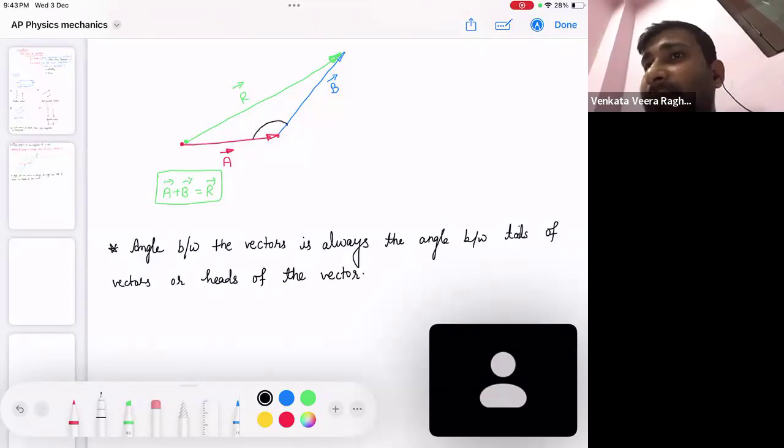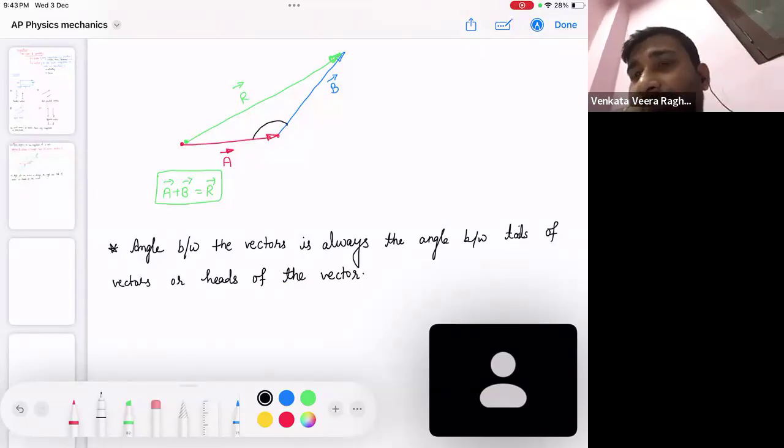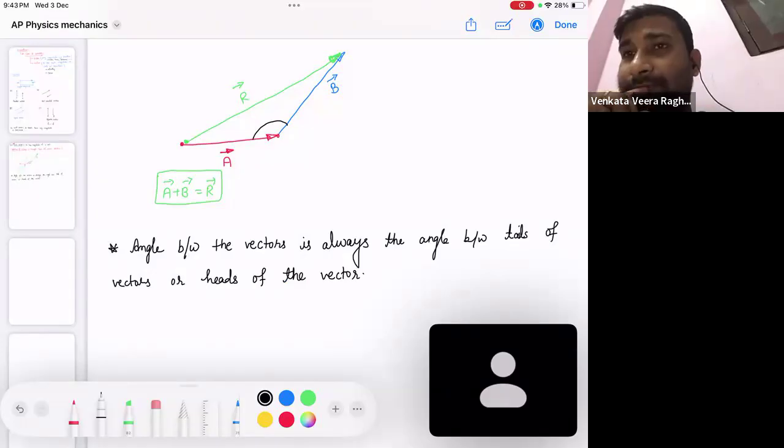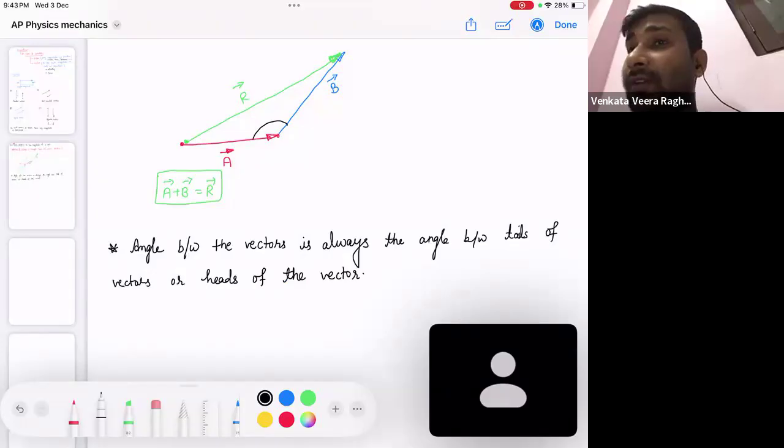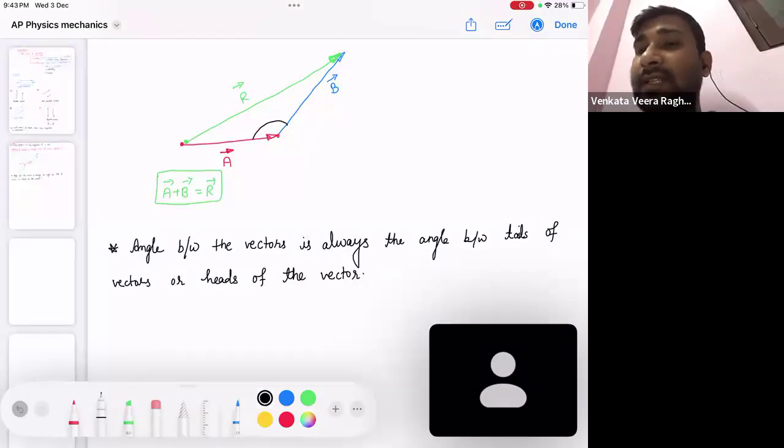Is this the angle between the vectors? Yes or no? No, sir. Why not? Because it's the head of A and the tail of B. So that's not the correct one, isn't it? So what I should do is pick up two tails or two heads.